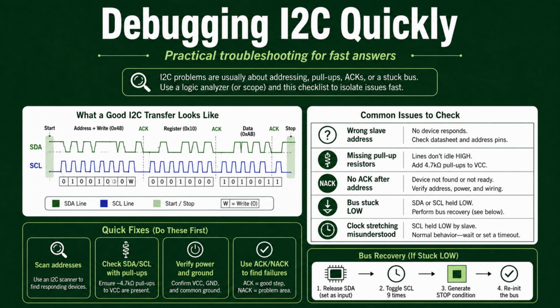Using a logic analyzer, confirm that a valid start appears, followed by the expected address, read or write bit, and ACK. If SDA or SCL remains permanently low, disconnect devices one at a time to locate the device holding the bus. A stuck peripheral may sometimes be recovered by releasing SDA, toggling SCL up to 9 times, generating a stop condition, and reinitializing the I2C controller.